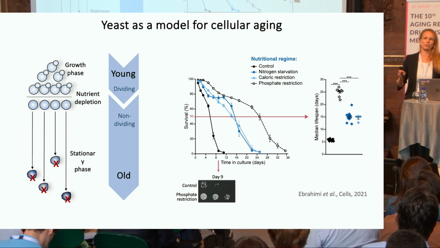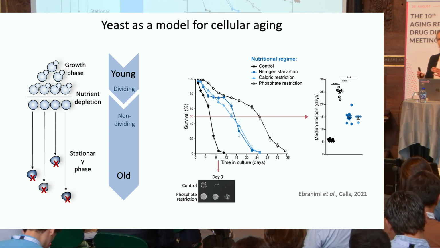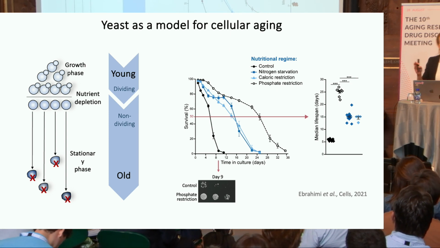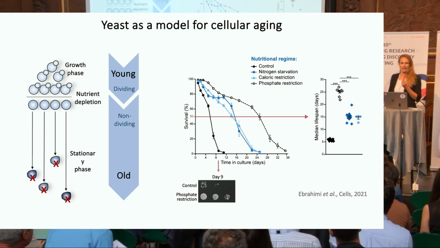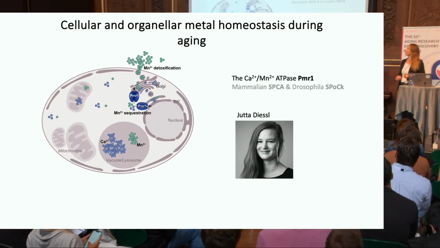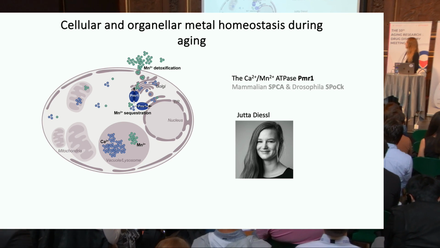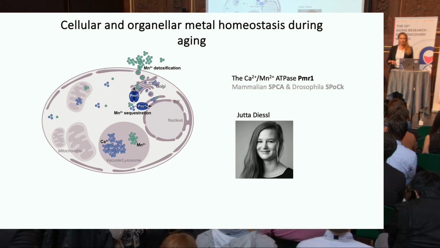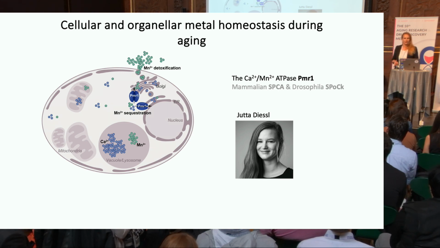So this model is what we mostly use to understand how organellar function and organellar proteostasis, and in particular the wiring between those different subsystems, changes as cells age. But as I mentioned, today I would like to talk about cellular and organellar metal homeostasis during aging. So Jutta, a former PhD student and then postdoc in my group, was working on dysregulated calcium homeostasis during aging and how this would affect lifespan, but also interorganellar communication.